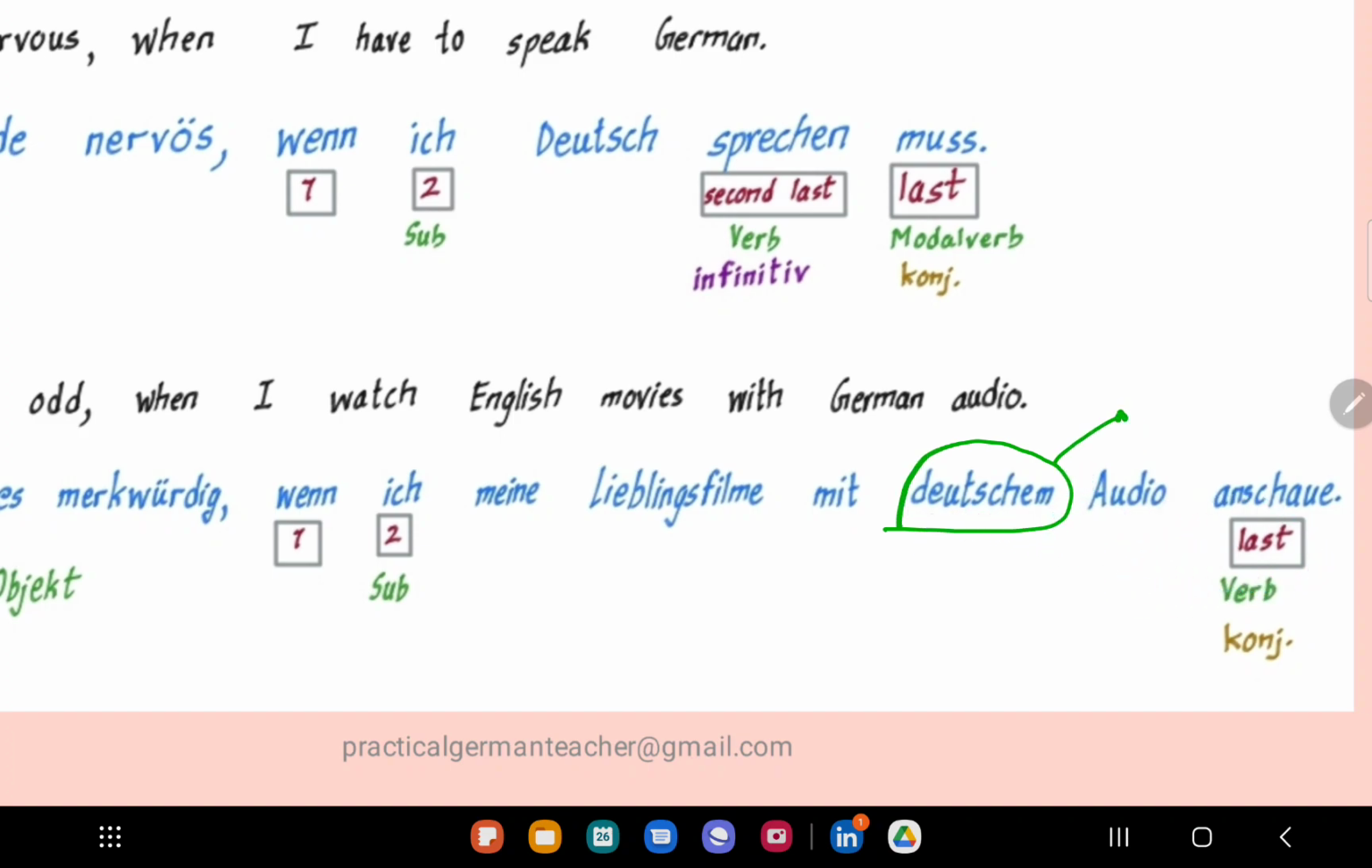You just have to remember this. In the next session, I will provide you a trick to remember the adjective endings when there are no articles. But for now, just accept it as Deutschem audio anschaue. Okay, check. Here it has been conjugated.